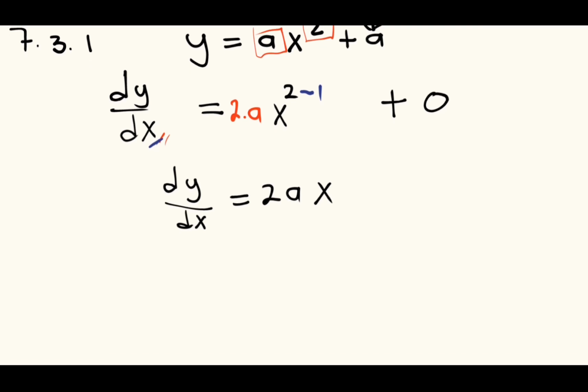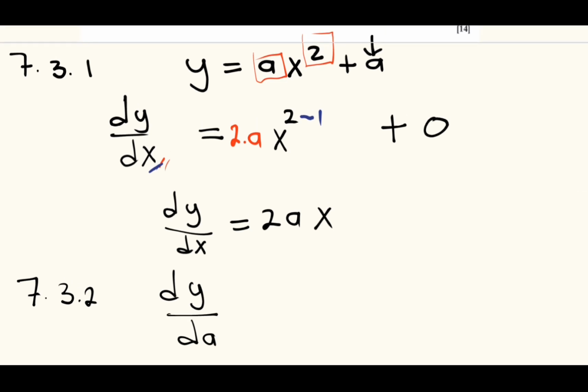So question 7.3.2, we are looking for dy over da. Since we are differentiating with respect to a, we are going to look at the exponent of a. In this case, the exponent of a is equal to 1. So we are going to take that 1 and multiply it with the coefficient. In this case, the coefficient of a is the x squared. So we are going to multiply 1 by x squared.